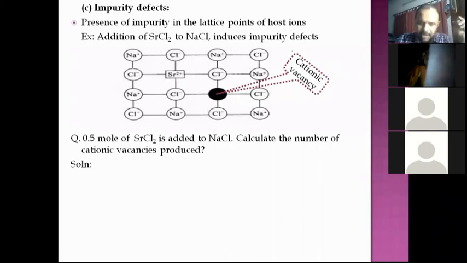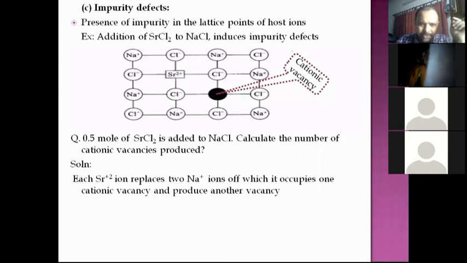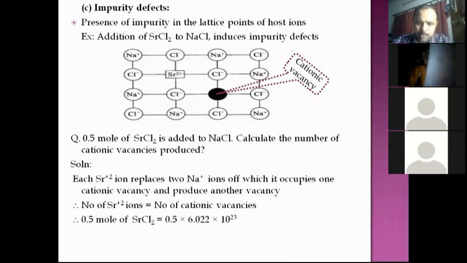Now I'll just give the solution for this. Each strontium ion replaces 2 Na+, of which it occupies one cationic vacancy. Correct? One Na+ vacancy is occupied by Sr2+ itself and produces one another vacancy. So obviously, the number of Sr2+ ions present in the lattice would be equal to the number of cationic vacancies. So 0.5 mole is 0.5 into Avogadro number, which is nothing but 3.011 into 10 raised to 23 cationic vacancies. These kinds of things, right?